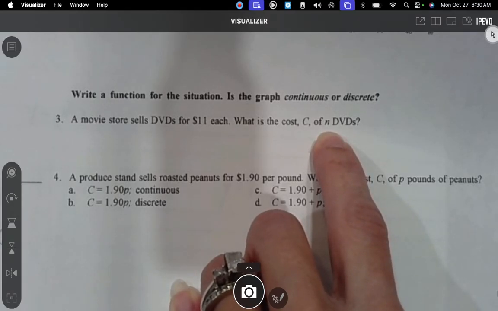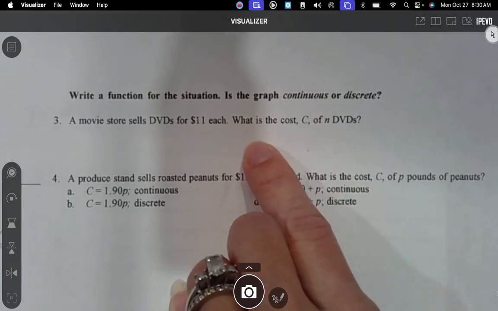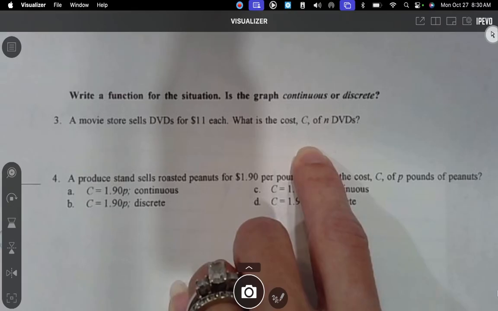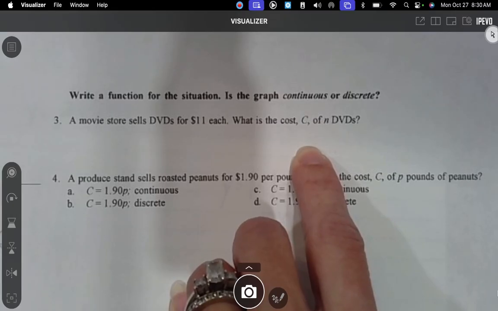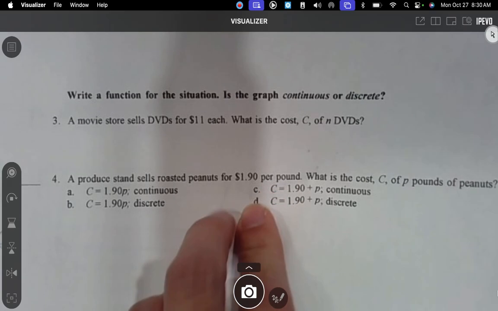How do you write that? 11, what? If you buy 1 DVD, how much is it, y'all? They're $11 each. If you buy 1 DVD, how much is it? $11. If you buy 2, how much is it? So what are you doing? You're multiplying. It's just 11 times N. That's your answer. C equals 11N.